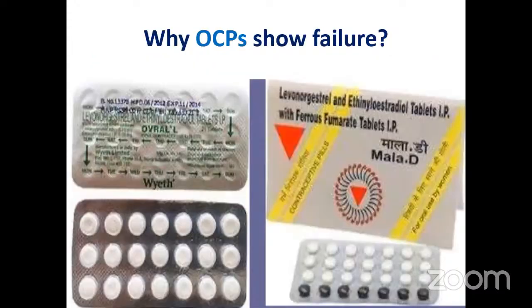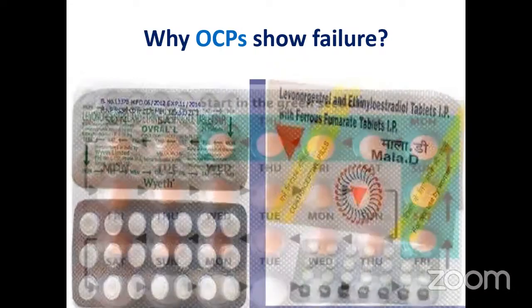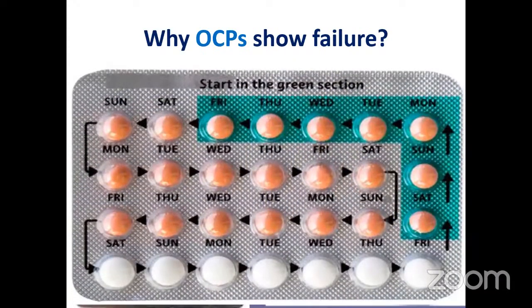Why does OCP cause failure? Many females are on OCP, but unfortunately after 3-4 months they become pregnant. Why? Because nobody told them where they have to start. If they start at the wrong place, when they need hormone they will have only iron, and when they need iron they will have hormone. So there will be a mismatch in the cycle, leading to contraceptive failure.